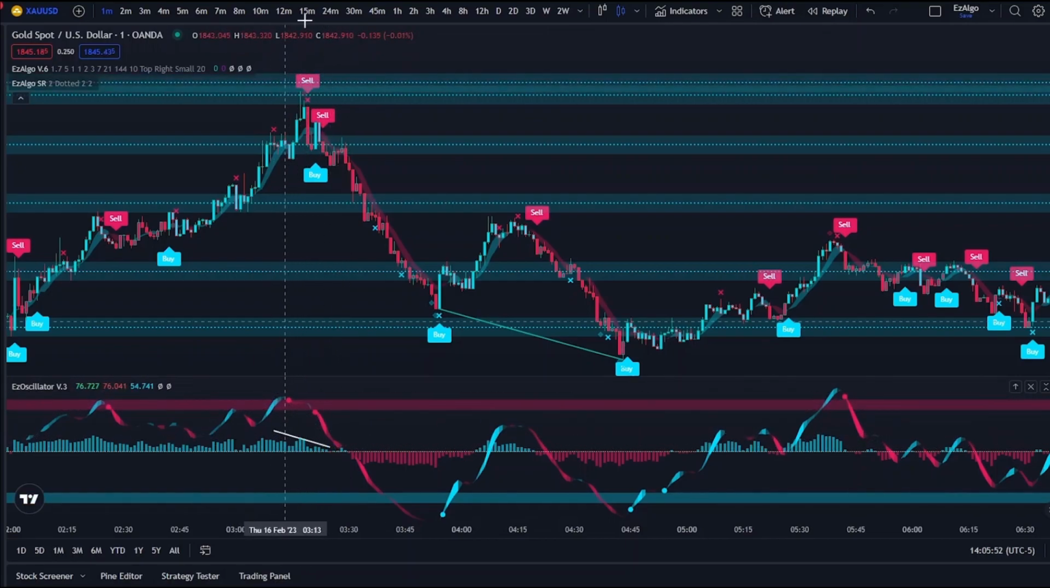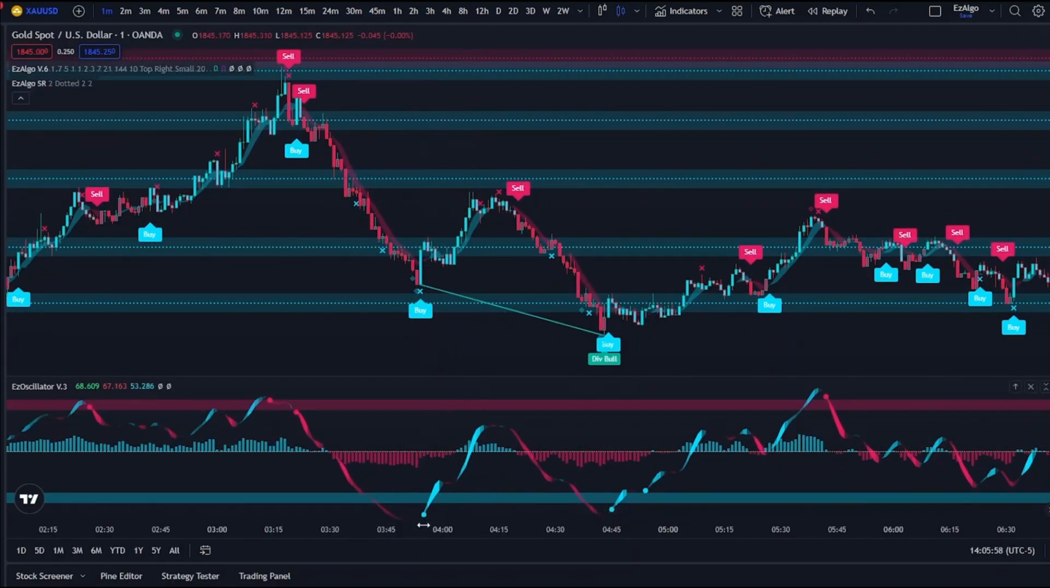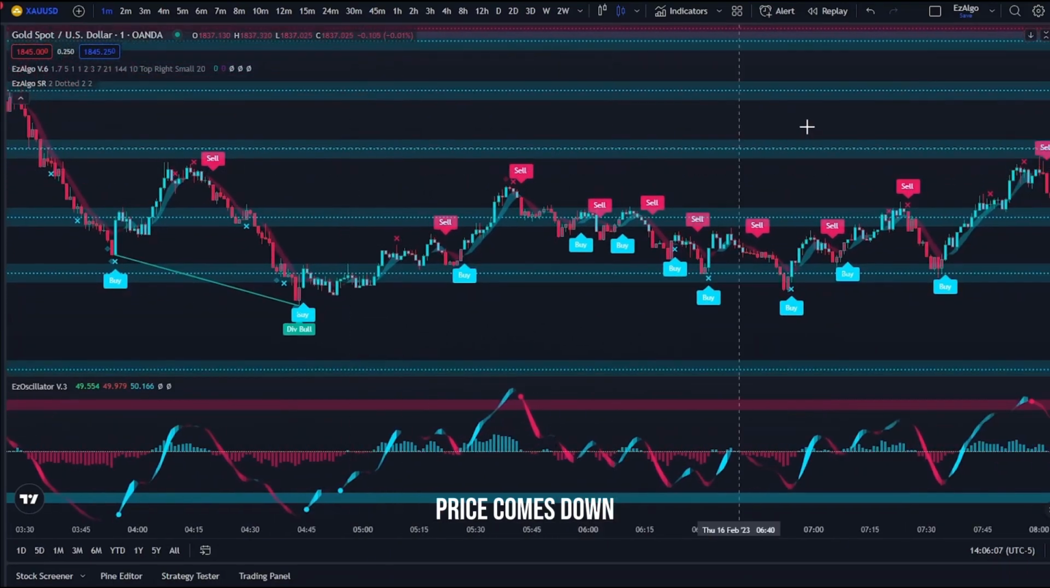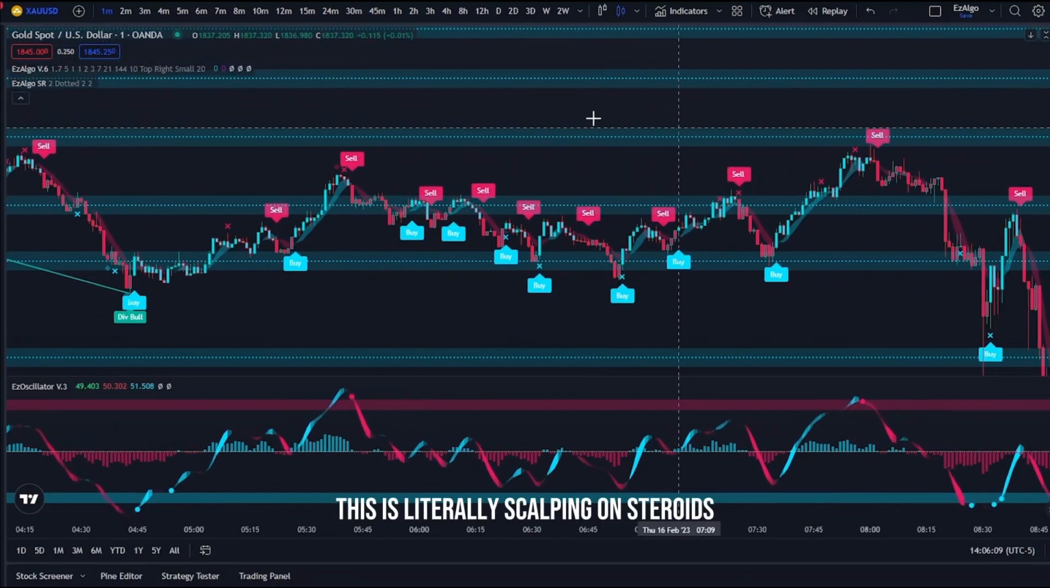You can see we have those two sell dots. Price comes down. Again, comes down to a support level. We have that buy dot on the Easy Oscillator. Price comes up. We see that wave trend flip. Volume flips again right here on this candle with that sell signal. Price comes down. This is literally scalping on steroids.